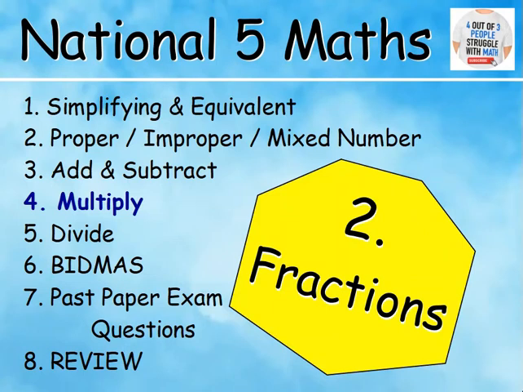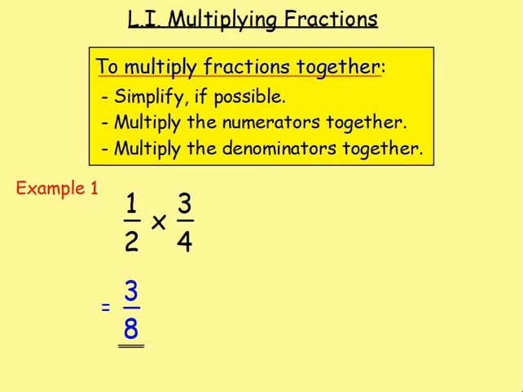After adding and subtracting fractions, we went on to look at multiplying fractions. For multiplying fractions, the way it is done is simplify your fractions if possible, then multiply the numerators together, and then multiply the denominators together. What I mean by simplify if possible is look at each fraction.